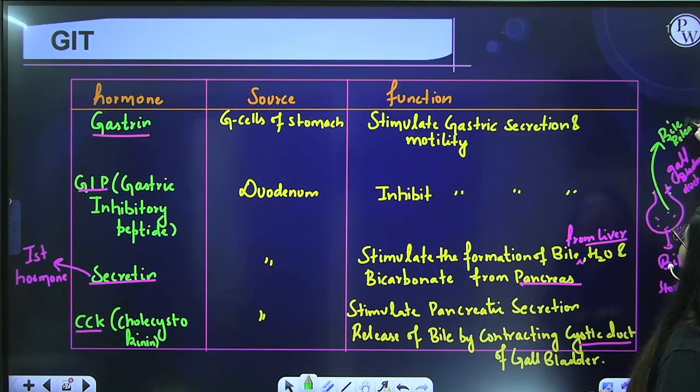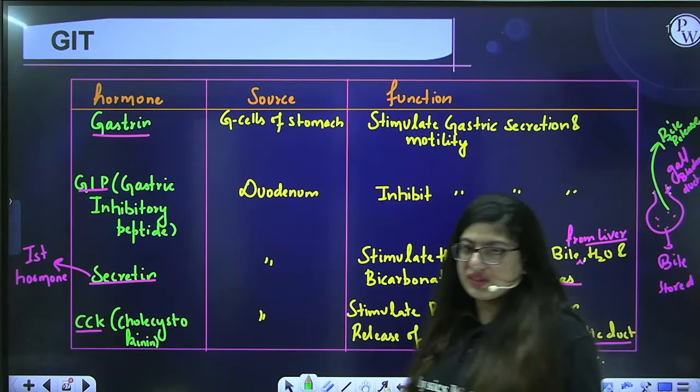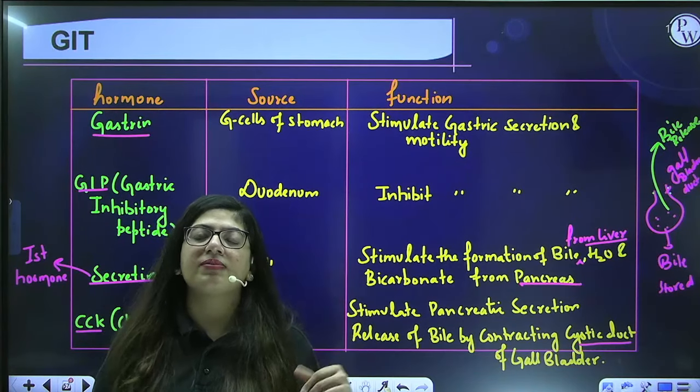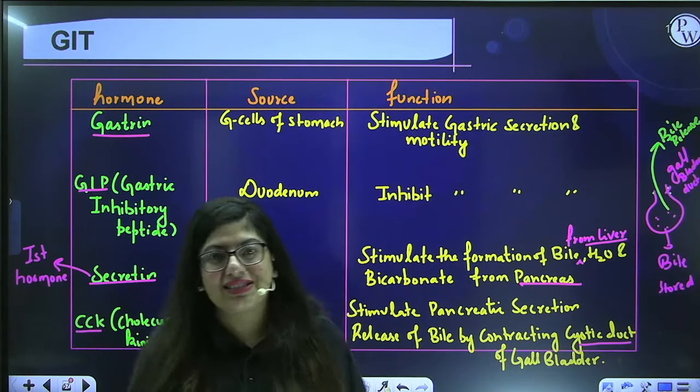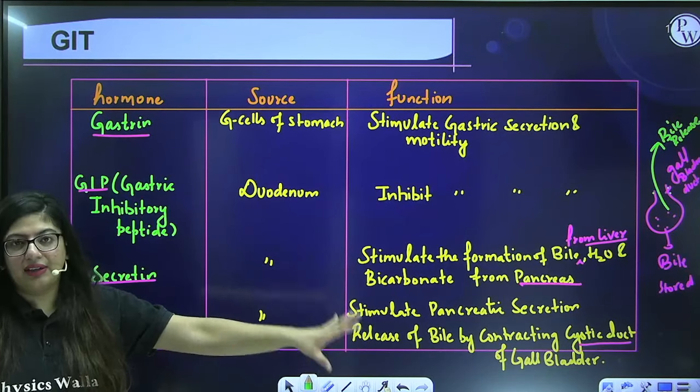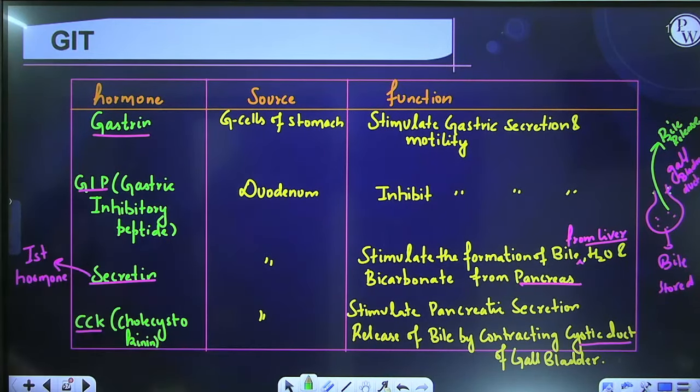Who secretes bile? Liver under the influence of secretin. Who releases the bile? CCK from cystic duct by contracting cystic duct. Okay. All right. C for cystic duct, C for cholecystokinin. This is how you can relate. All right, guys. So that's the hormones of your GIT.